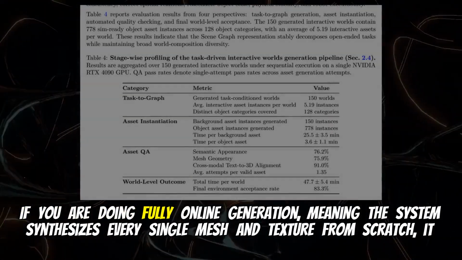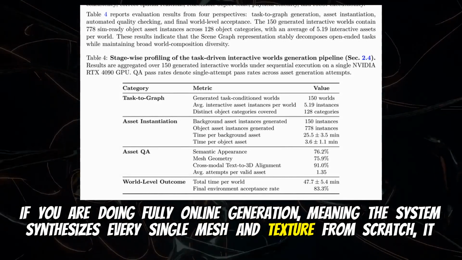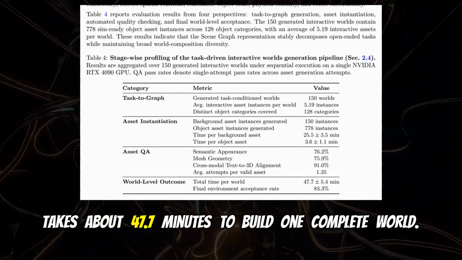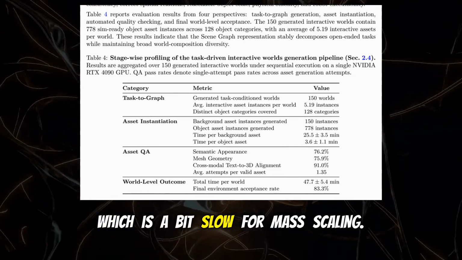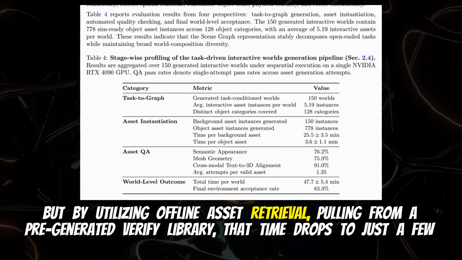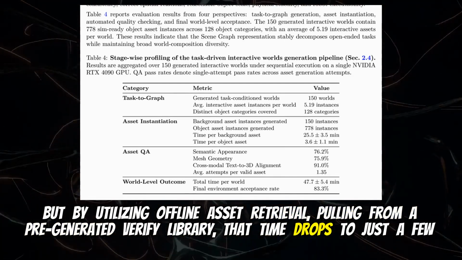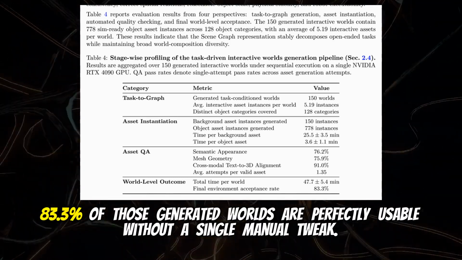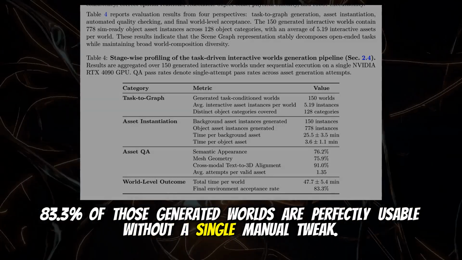If you were doing fully online generation, meaning the system synthesizes every single mesh and texture from scratch, it takes about 47.7 minutes to build one complete world. Which is a bit slow for mass scaling. Right, but by utilizing offline asset retrieval, pulling from a pre-generated verified library, that time drops to just a few minutes. 83.3% of those generated worlds are perfectly usable without a single manual tweak.